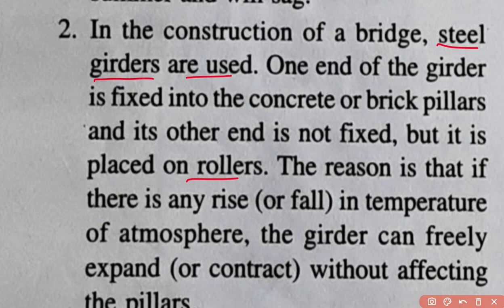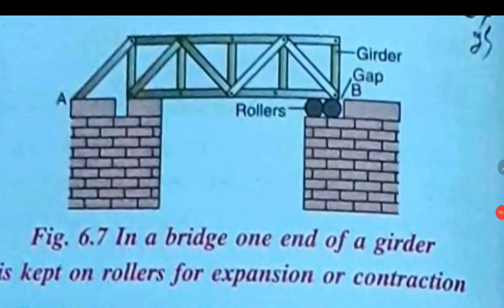Okay, let us try to understand this. Here you can see the figure of a bridge. Here we have a girder. This thing here is called a girder, and it is kept on a roller at one side, such that because of rising temperature, suppose it gets heated up during summer, if it expands, there is a gap you can see here, so the girder will move here and the gap will be filled, and it will be rolled on the rollers.